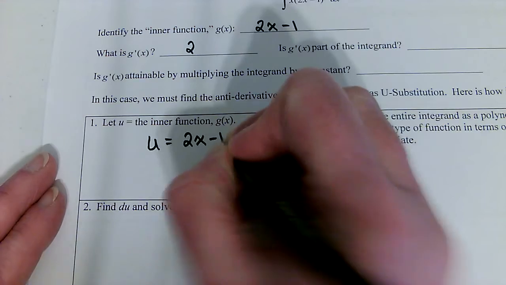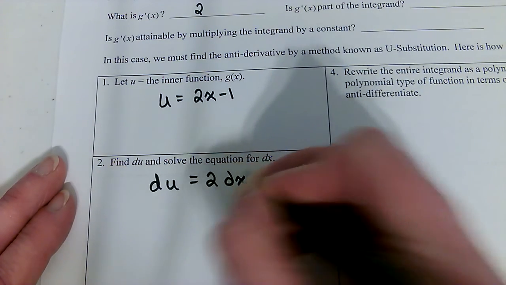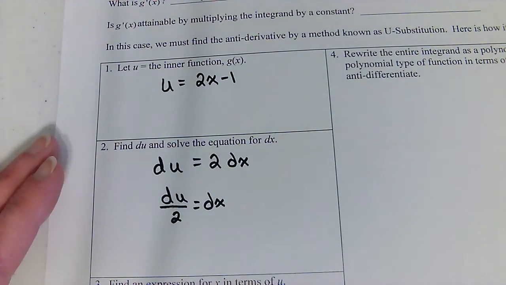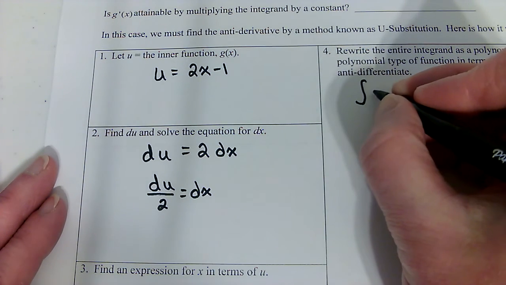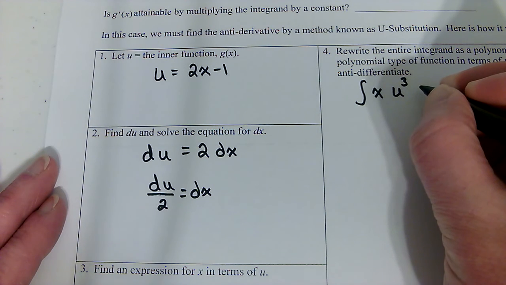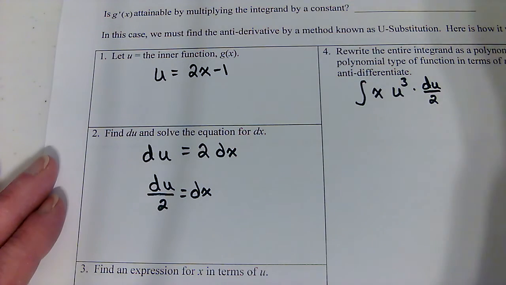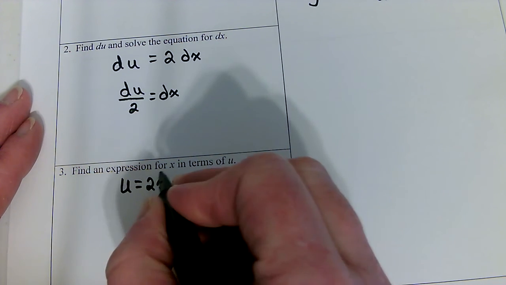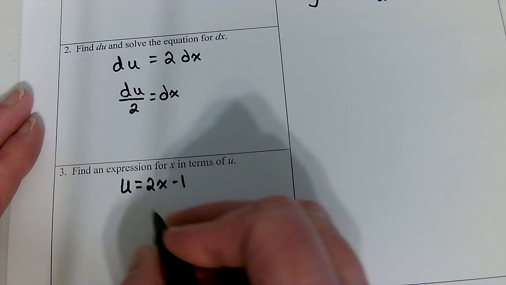So u is going to be 2x minus 1. du would be 2 dx. We're going to solve for dx. And when I plug that back into the integral, I'd have u to the third, and then dx, that would be du divided by 2. But this time the x didn't cancel out, right? What we're going to do is take this and solve for x. We're going to replace that x with something with a u in it.